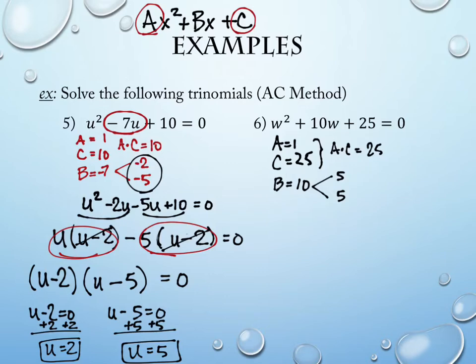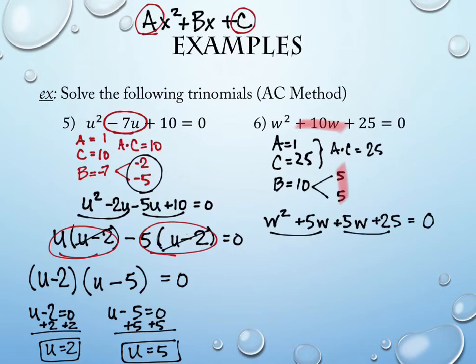All right, so we take our, it's not u this time, it's w, right? Our w squared, and I change the 10w here into 5w and 5w. That's 10w, and then I have my 25. Okay, so far?